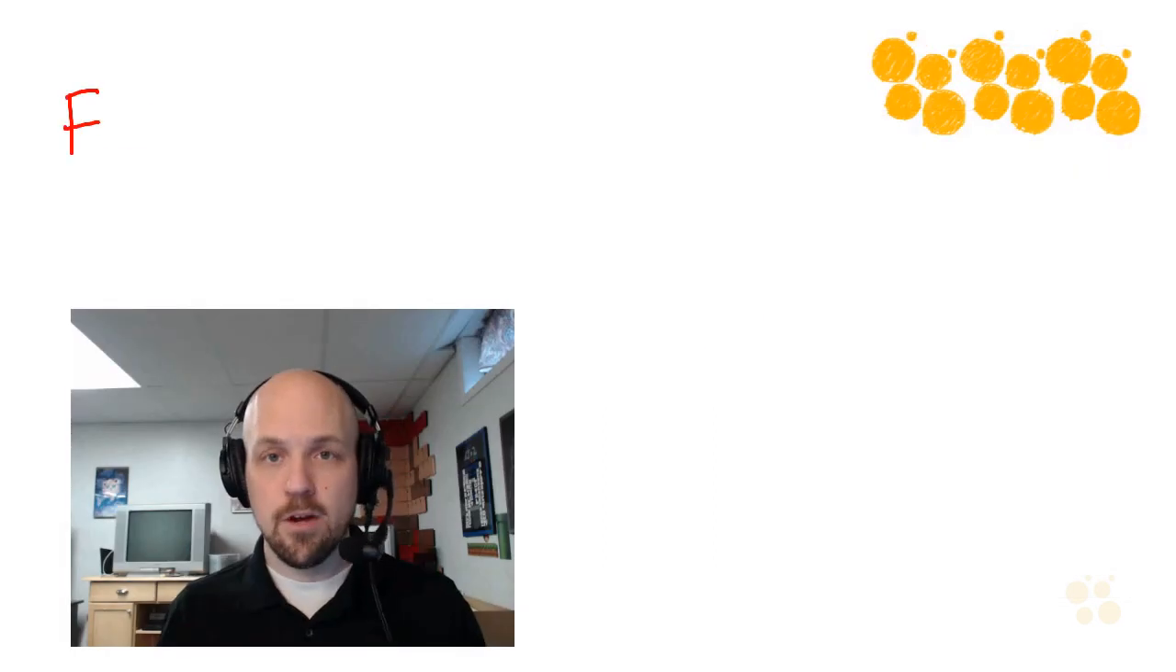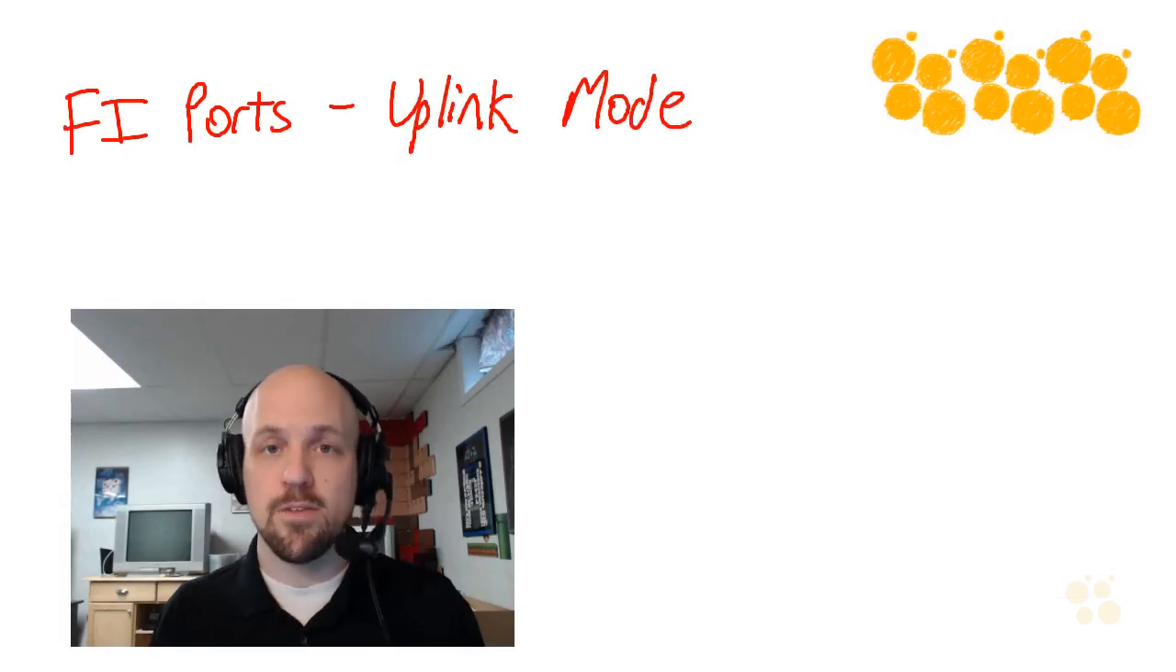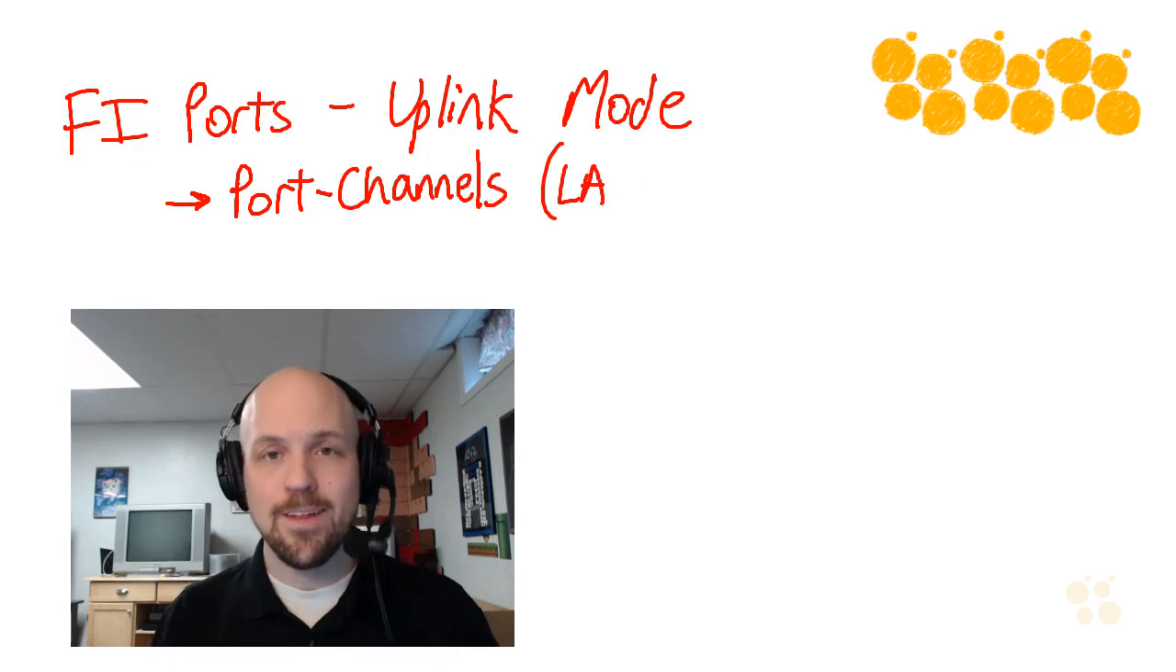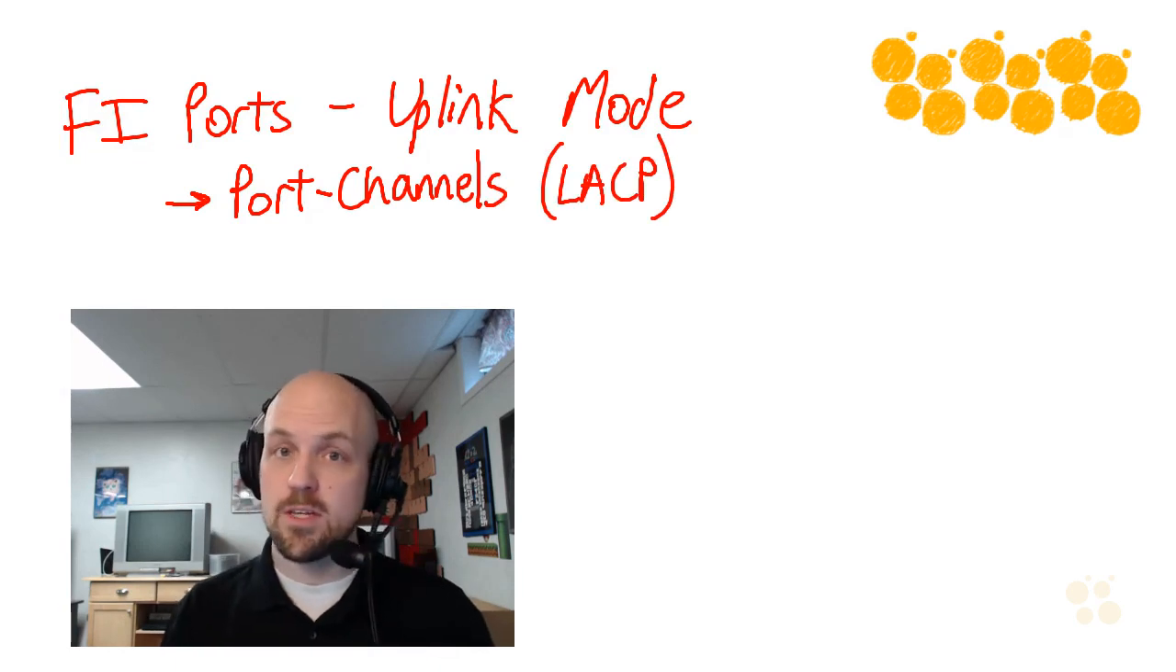Just like with our server configuration, we need to manually add network connectivity to each Fabric Interconnect, and from there we can add them into port channels, remembering to use LACP on the upstream network.